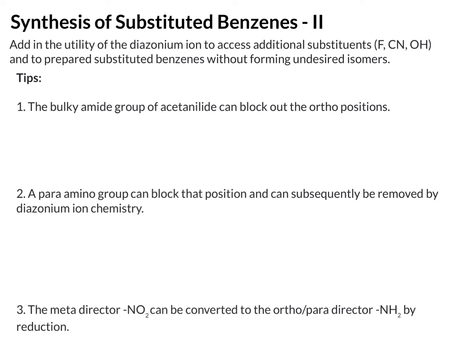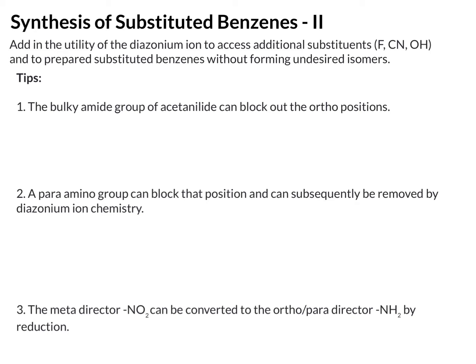We're now going to kick our synthesis up a degree, and what we're going to do is add in the utility of the diazonium ion, first to allow us to access additional substituents like F, CN, and OH, which we couldn't do before. But secondly, it's going to allow us to prepare substituted benzenes without forming undesired isomers. So there's a few tips to keep in mind.